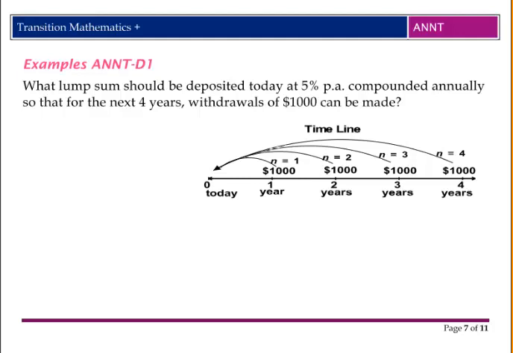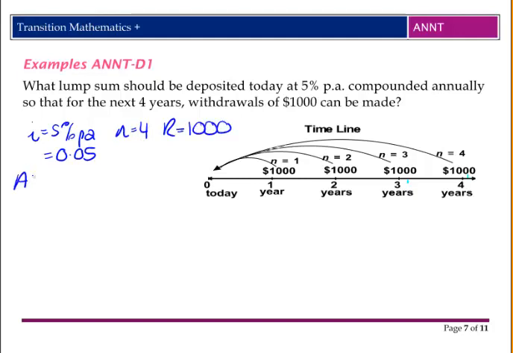So let's look at an example. What lump sum should be deposited today at 5% per annum compounded annually so that for the next 4 years withdrawals of $1,000 can be made? You can see here I've already included the timeline. So we're looking at what we need to deposit now so that we can make these $1,000 payments each year. Let's write down our information. Our interest rate is 5% per annum, which is 0.05. It's compounded annually, so I can leave it as 0.05, I don't need to divide by anything. We're looking at 4 years, so N is 4, and our repayments are $1,000.